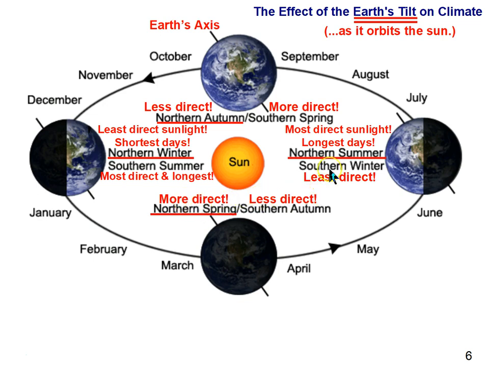And then I just went ahead and threw on the information for the southern hemisphere also, which is the opposite. When it's northern summer, it's the southern winter. And when it's the northern winter, it's the southern summer. So that's the effect of the Earth's tilt on its axis as it orbits the Sun.